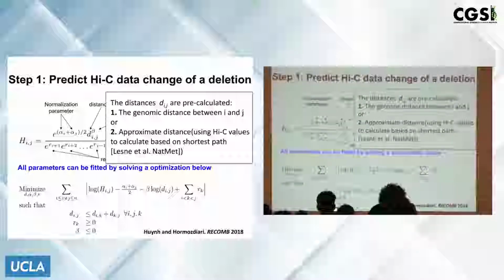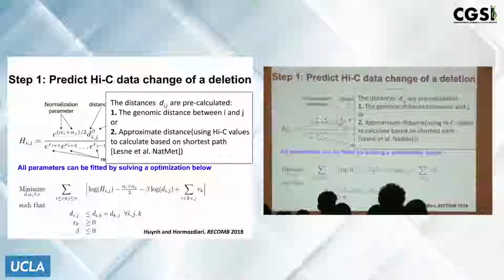Or we can try to approximate their physical distance given the Hi-C matrix. A paper was published in Nature Methods a year or so ago which calculated the shortest path between every i and j to get the physical distance between them, given the matrix. So these are the two different D_ij values that we can plug into this model. As a matter of fact, we tried both of them and they work reasonably well. The shortest distance approach worked slightly better, so the results I will present are based on this approach. But using the genomic distance worked reasonably well.